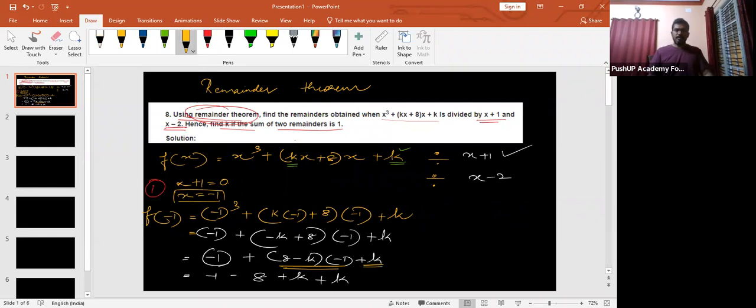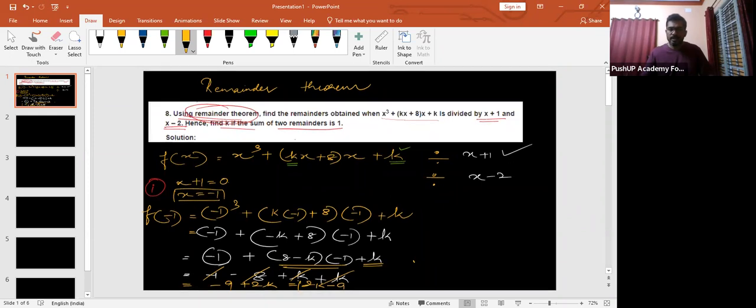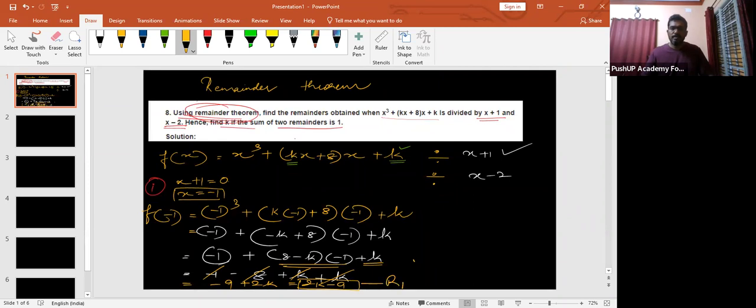Now let me further simplify this. What is -1 minus 8? It is -9. What is k plus k? It is 2k. So you're getting -9 plus 2k. So what did I infer from this? When I divided the given polynomial with x plus 1, the remainder is what? -9 plus 2k. If you're not comfortable writing it this way, you can write it as 2k minus 9 also. Okay, 2k minus 9. And this becomes R1.